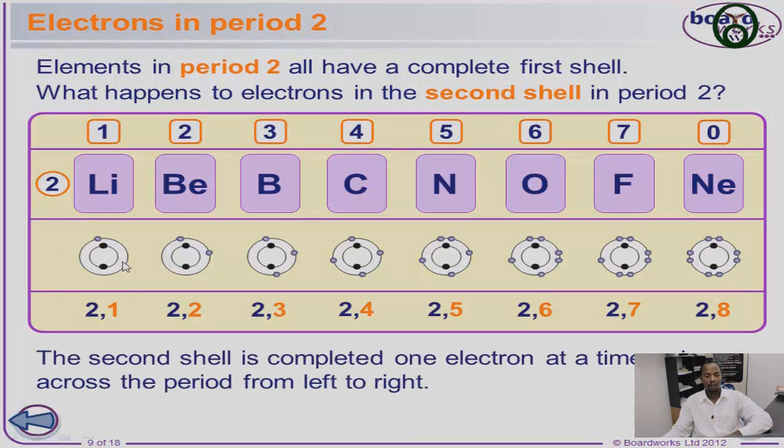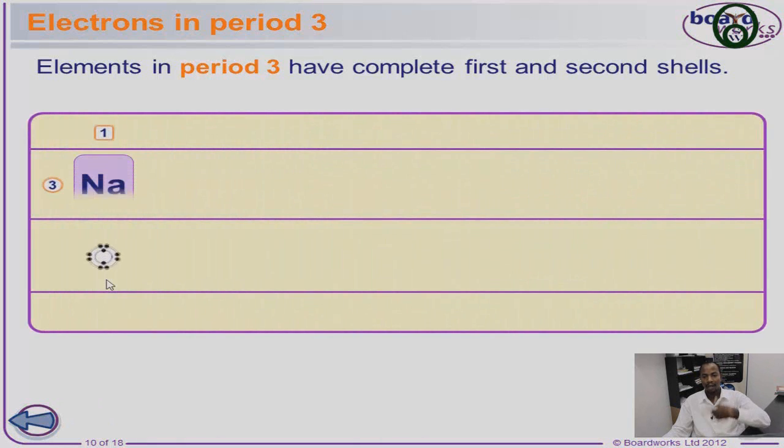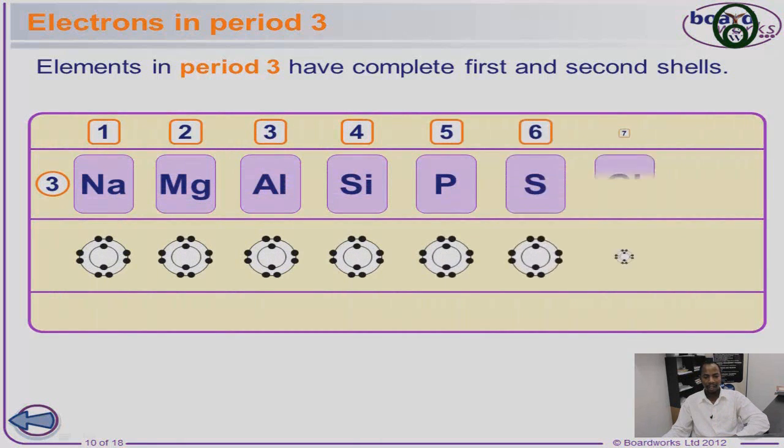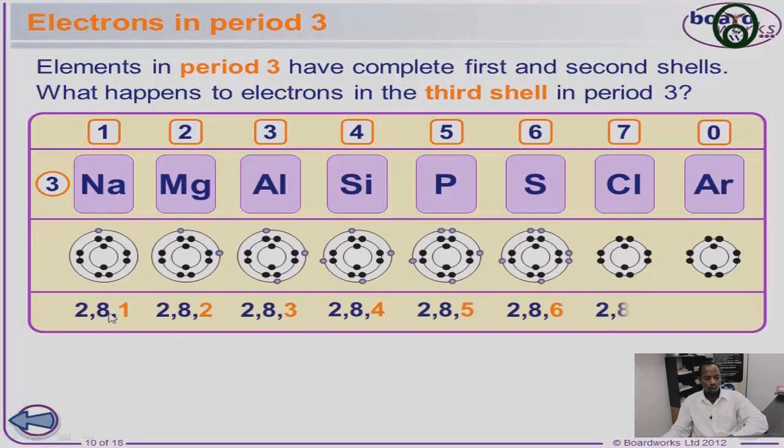Now let's take a look at the 3rd case. Elements in period 3 have a complete 1st and 2nd shell, but the 3rd one is not complete. These are elements in period 3 such as sodium, magnesium, aluminum, silicon, phosphorus, sulfur, chlorine, argon. Now let's take a look at the electrons. The first 2 shells are complete, the 3rd ones are not. Because sodium is 11, it is 2, 8, 1: 2 in the first shell, 8 in the 2nd shell, and 1 in the 3rd shell.